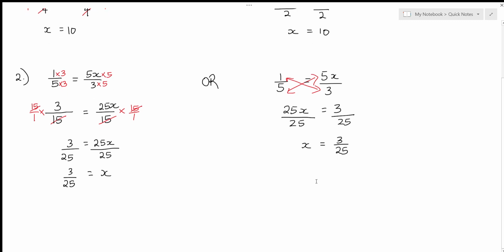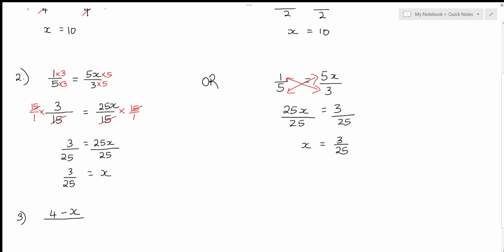Okay, so it looks like the one on the right hand side is easier, but there is going to be a sum later on that you have to use the method on the left-hand side. So you need to be familiar with both methods in case you get a more complicated one. Okay, so the last one I'm going to do will be a little bit more difficult. This was a simpler one as well.